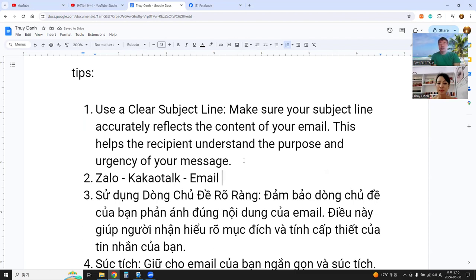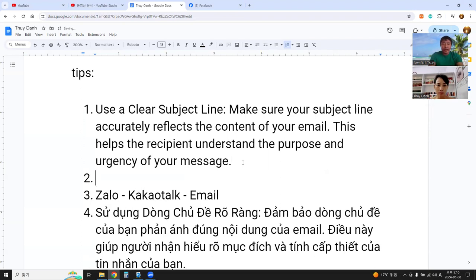So the important part when we write an email is to use a clear subject line. A clear subject line means we can use a title. Title means the name of the email.